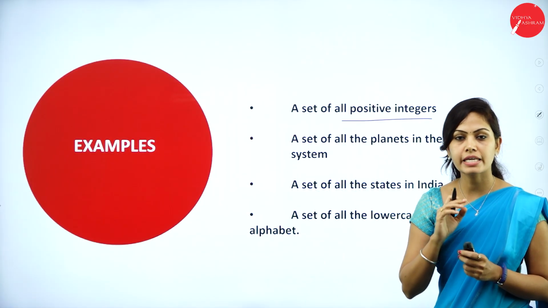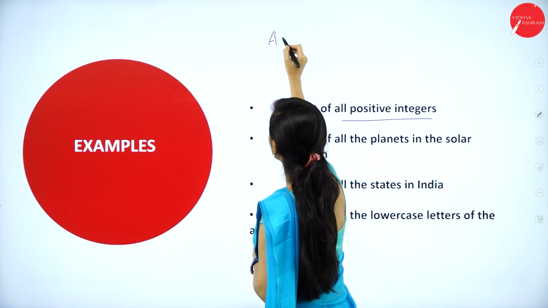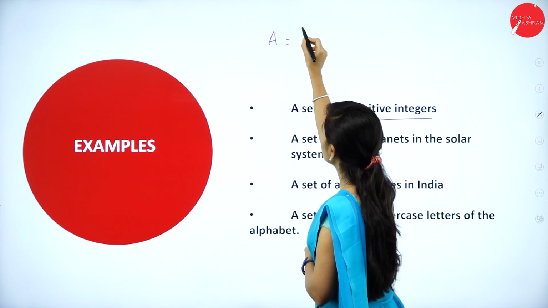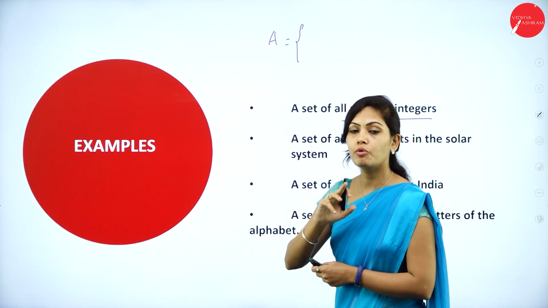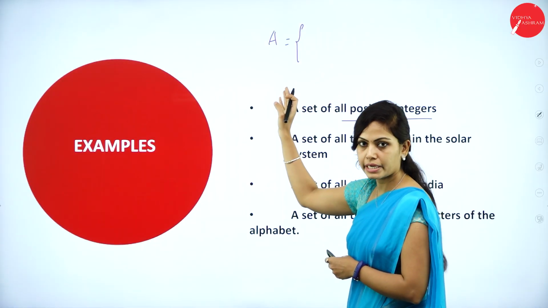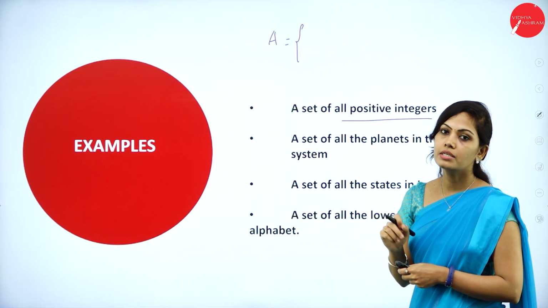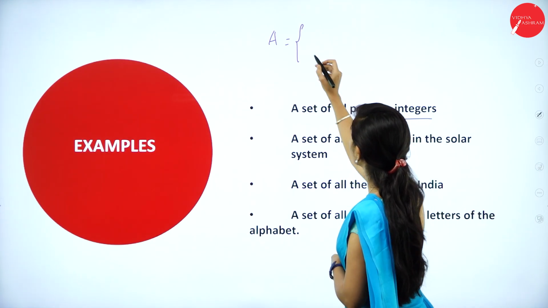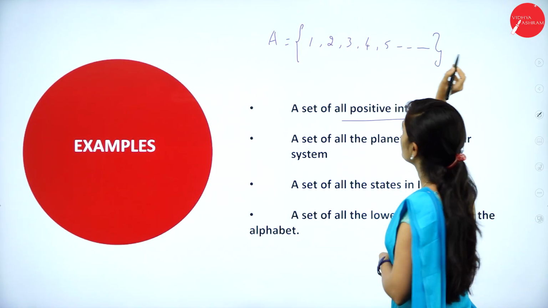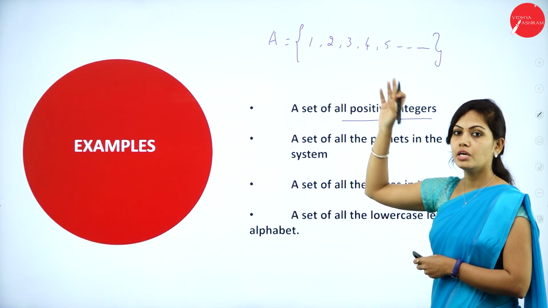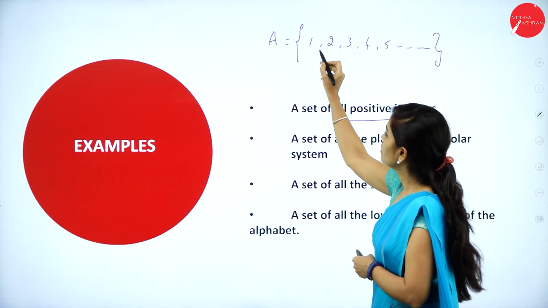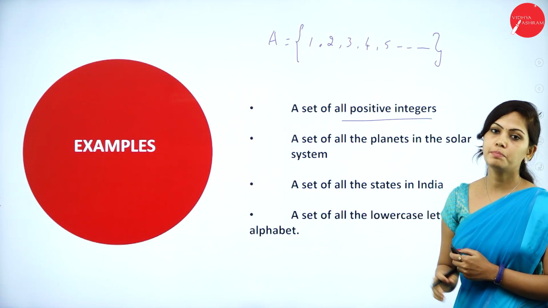And keep in mind, a set can be denoted by capital letters A, B, C, etc. For example, a set of all positive integers. I will list out all the positive integers within a flower bracket. Within the flower brackets, I can mention all the set's elements. So for example, the set of all positive integers: 1, 2, 3, 4, etc. So this is one set. A set can be denoted by capital letters, with elements within the flower brackets separated by commas. So this is an example of a set.